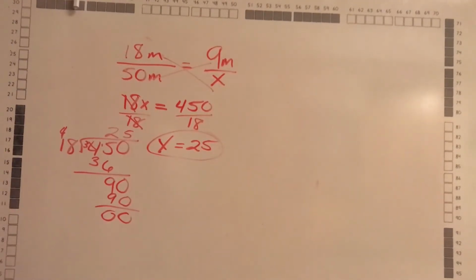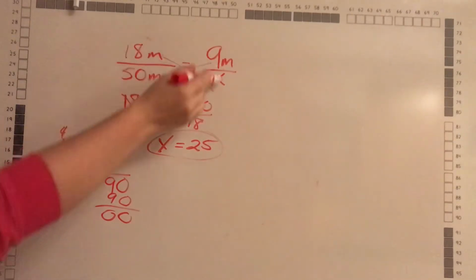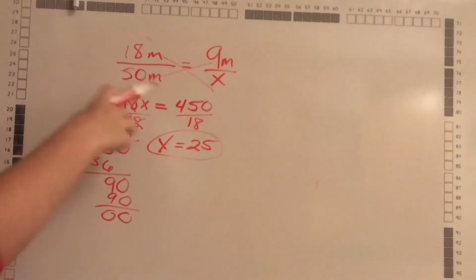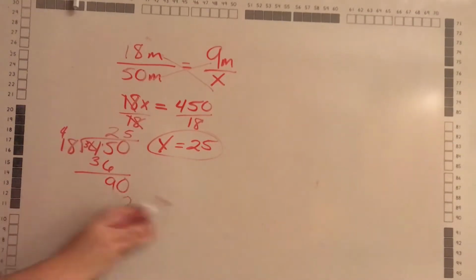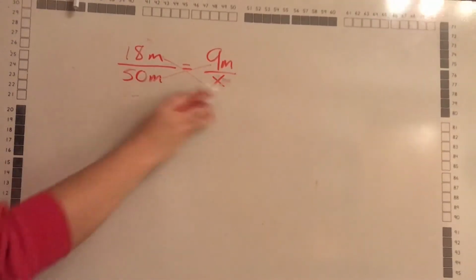So the pool is 25 meters wide. So again, make sure you're setting up your ratios correctly, cross multiply, and solve for x. And our last example is that they want you to estimate the height of the totem pole. So you'll see problems like this a lot throughout your math career.